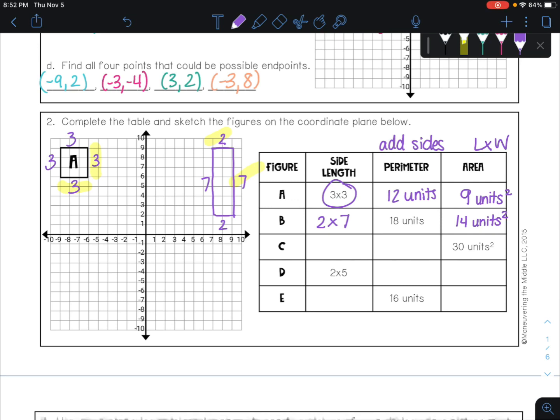Now, for C, we need something with an area of 30. So I need a length times a width that's 30. So anything that's going to multiply to 30 would work. So we could do 6 times 5.